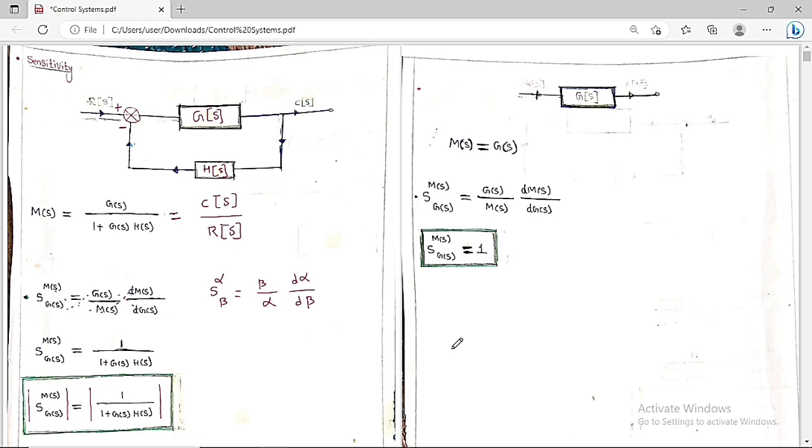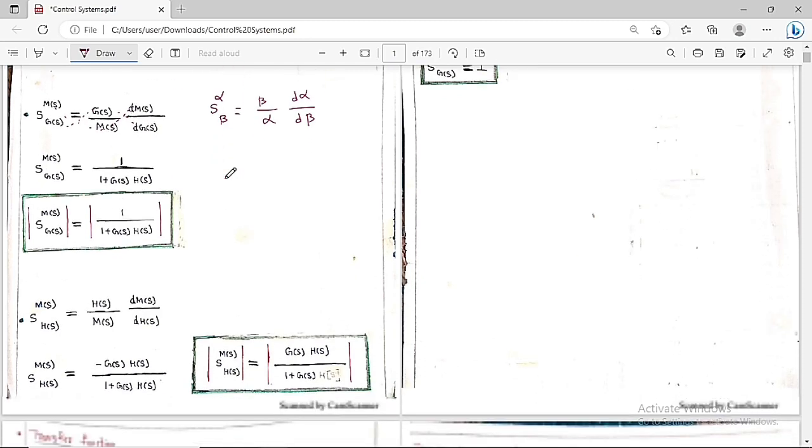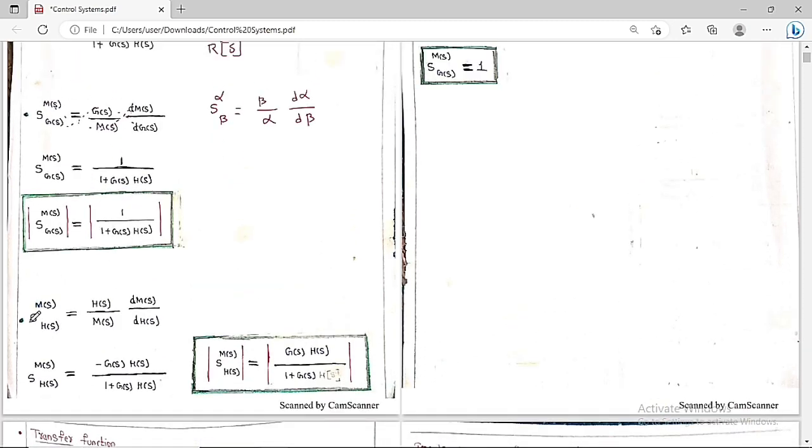Now we will learn the variation of M of S with respect to variation in H of S. In the same way, the sensitivity of M of S with respect to variation in H of S uses the same formula: M of S means here M of S, here M of S; H of S means here H of S, here H of S. So this is basically a derivative. Therefore, we can say H of S by M of S into the derivative of M of S by the derivative of H of S. This formula you always have to keep in mind.